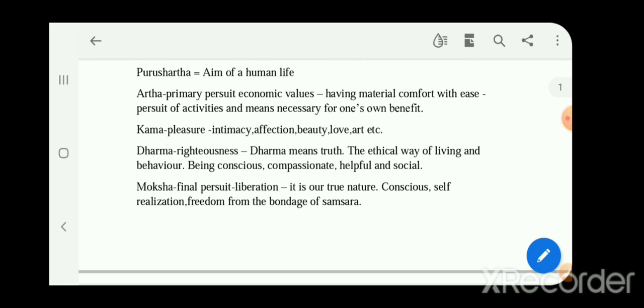Bondage of samsara means the bondage which we have from the people, from the objects, and through day to day life and death, and sukha, dukkha, that is happiness and sadness. Mastery over all this, and then withdrawal from all these sense organs. The final pursuit, what we get, is freedom from all this bondage of samsara.